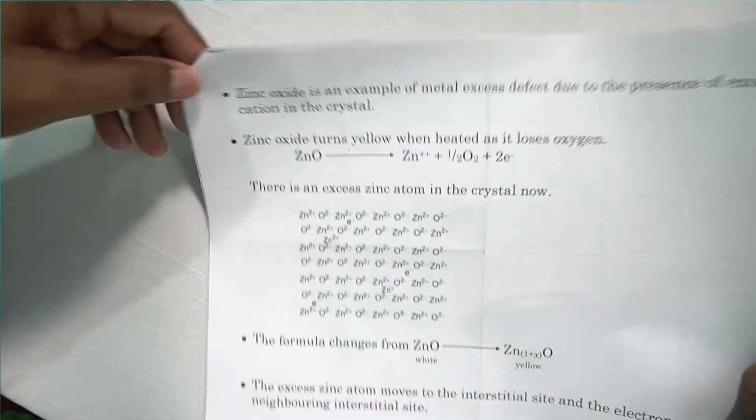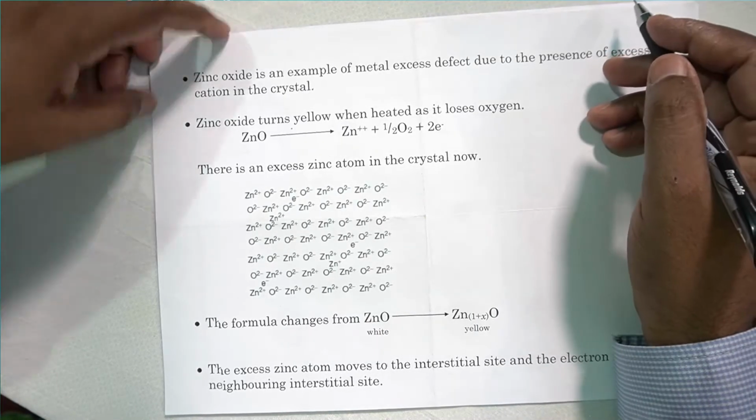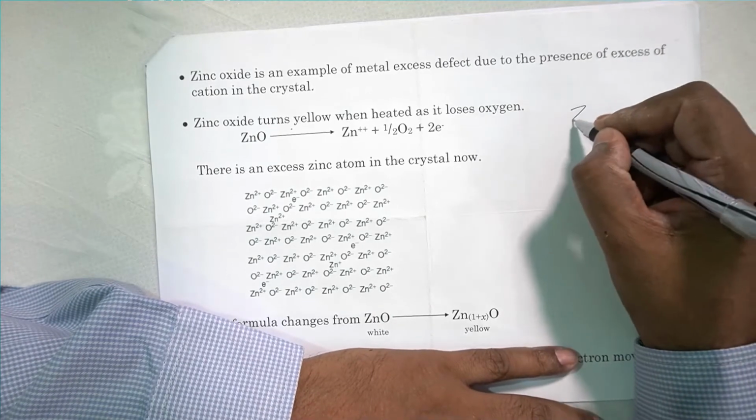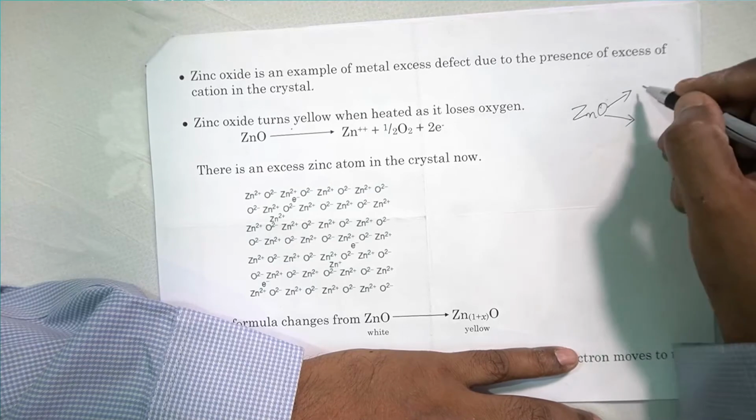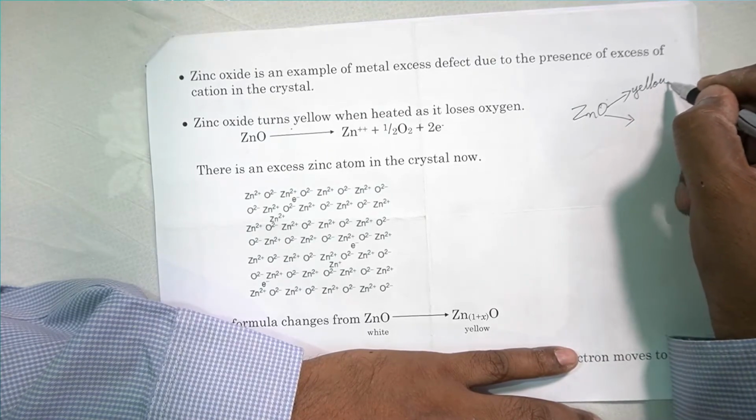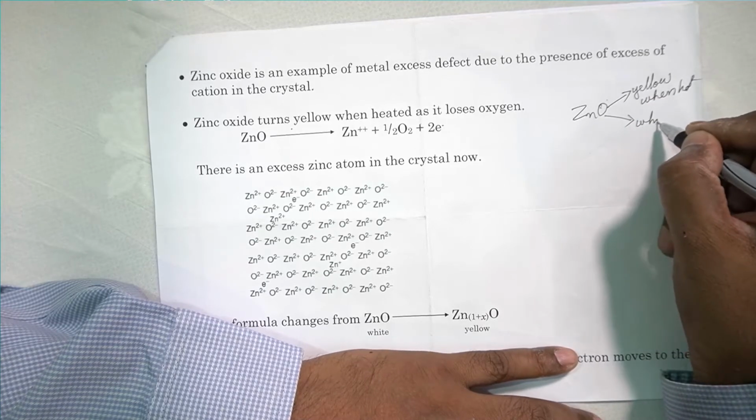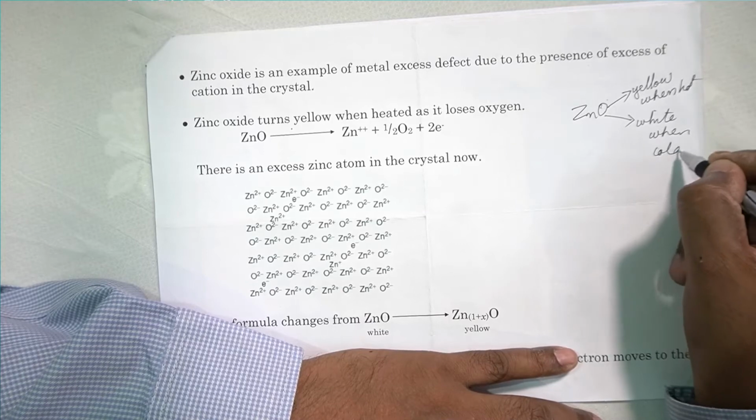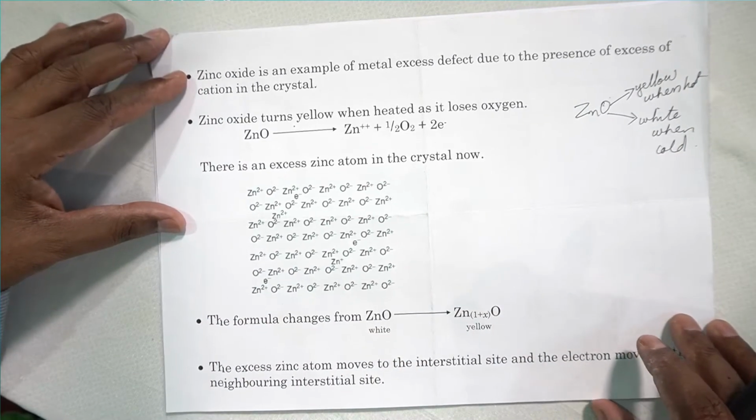Now if you take another substance called zinc oxide, zinc oxide is also known to change color. When zinc oxide is heated, it turns yellow. Everyone knows about zinc oxide, you must have studied it already. So zinc oxide is yellow when hot, and it is white when cold. This is something interesting: when the temperature changes, the color changes.